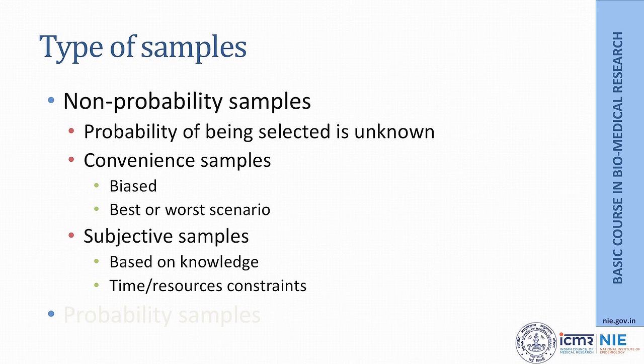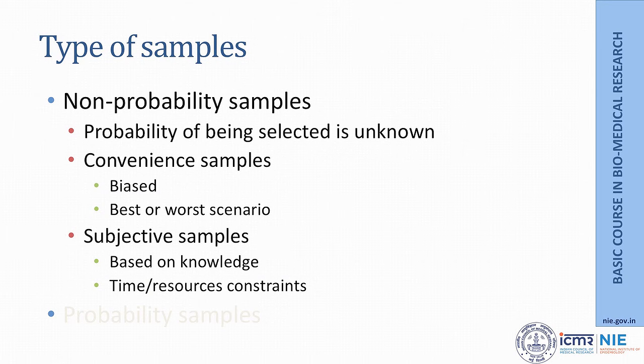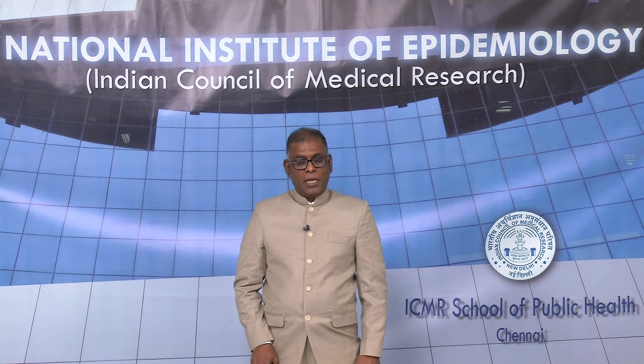Now, let us look at the different ways how you can get this information, or in other words, what are the different types of samples that could be used. Broadly speaking, the sample could be a non-probability sample or a probability sample. What do you mean by a non-probability sample? In a non-probability sample, the probability of being selected for your study is not known. It could be a convenient sample, a purposive sample.